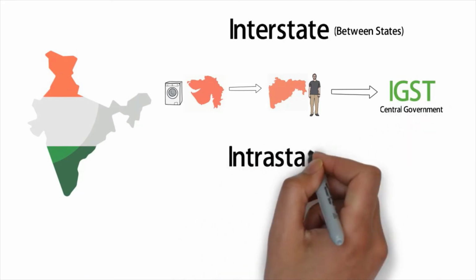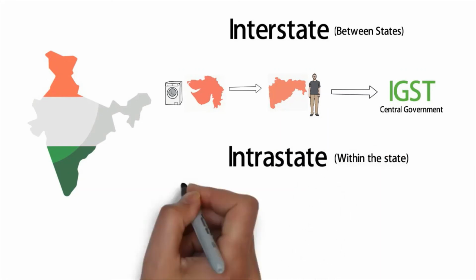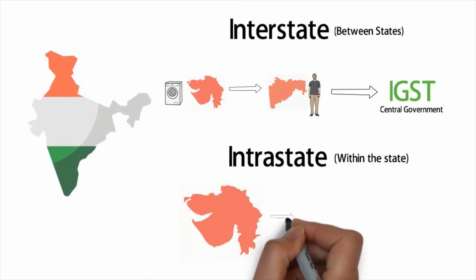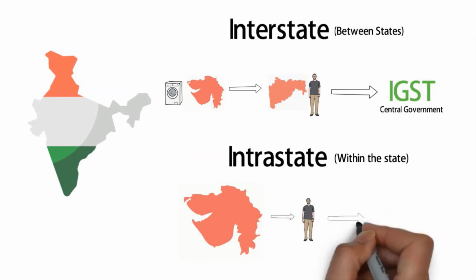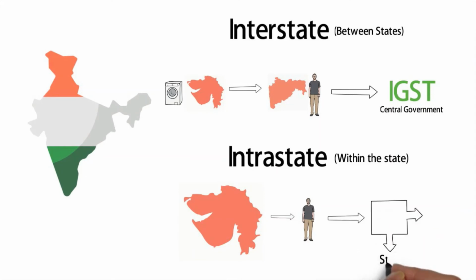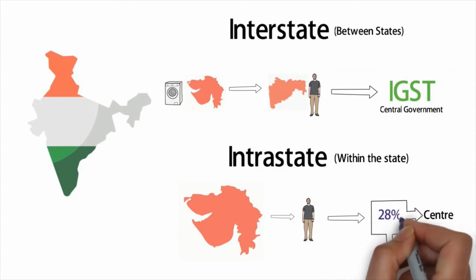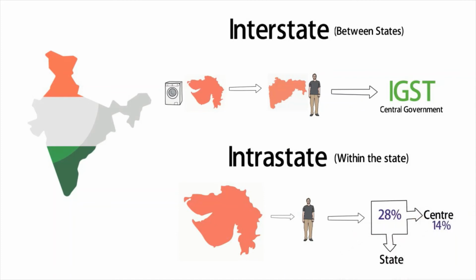In another case, if the product is sold by a dealer in Gujarat to a customer in Gujarat itself, then the tax collected is shared between Gujarat and the center. Let us assume that the tax collected is 28%. Then 14% goes to the center, which is called the CGST, and 14% goes to the state, which is called SGST.